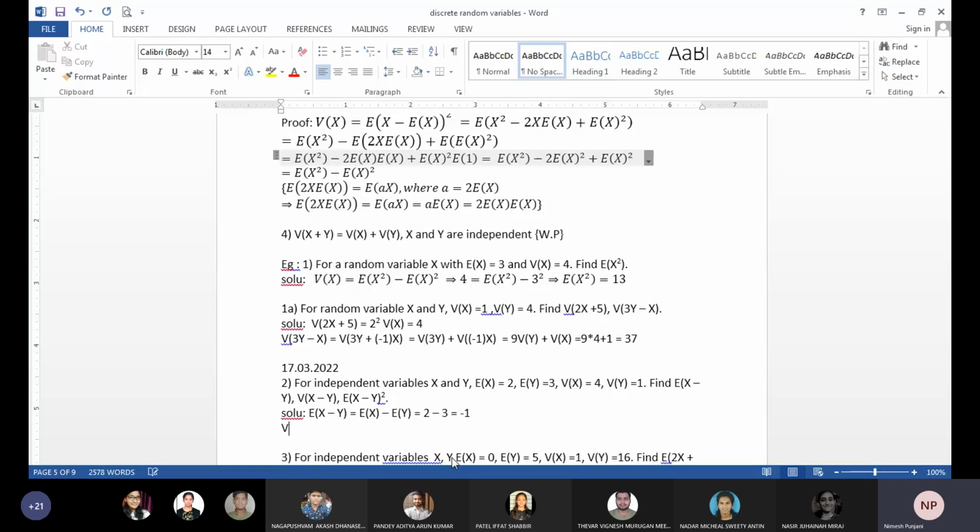Then we have variance of x minus y. So what is variance of x minus y? Can anyone tell what will be variance of x minus y? We have discussed just now. Variance of x plus variance of minus y.